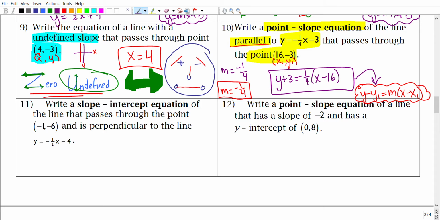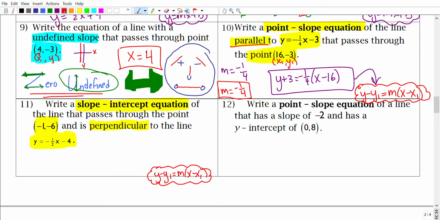Alright guys, let's go ahead and take a look at number 11. It says, write a slope-intercept equation of the line that passes through the point (-1, -6) and is perpendicular to this line, y = -1/2 x - 4. So this form that I wanted is slope-intercept. So I need to have something in the end that looks like this. Okay, so let's go ahead and see what we can do here.